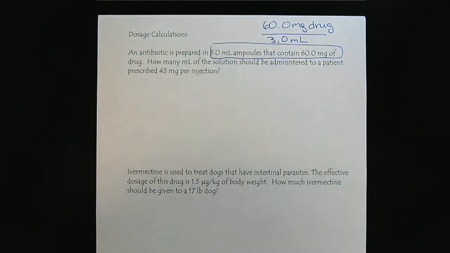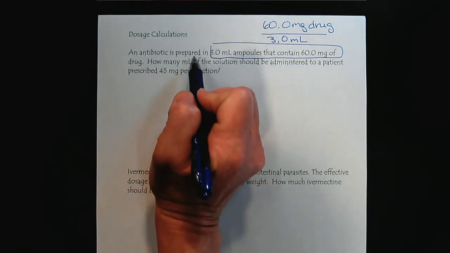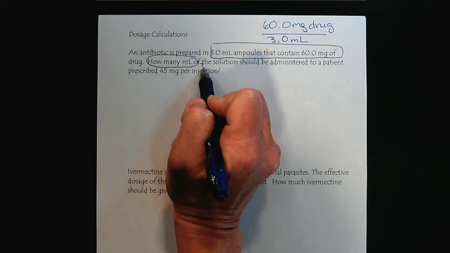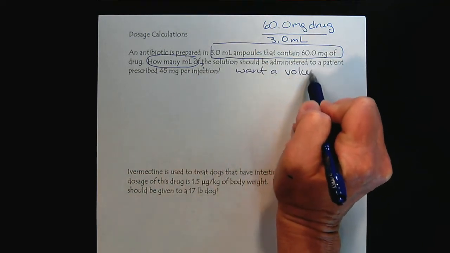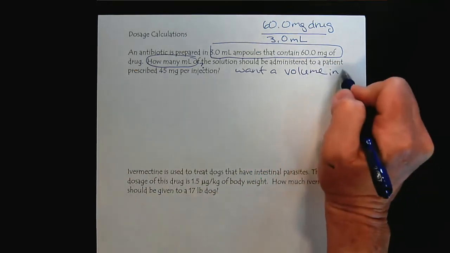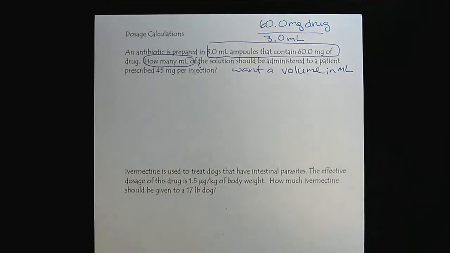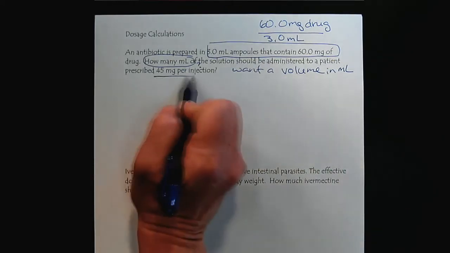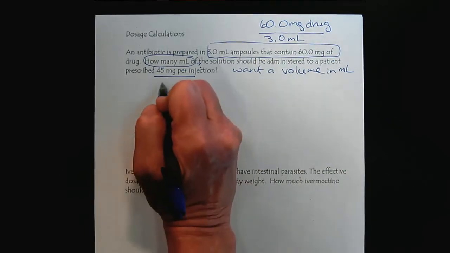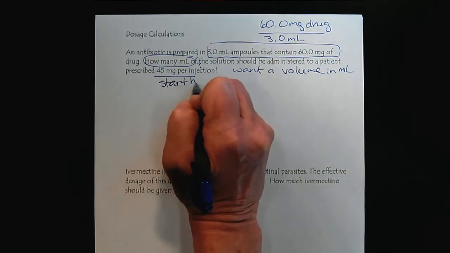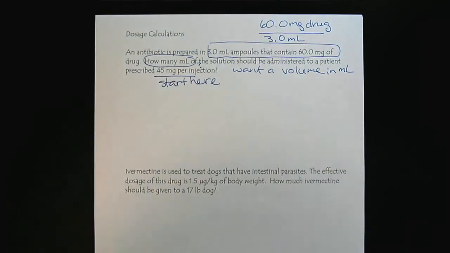Now, where to begin? That can also be a challenge. Well, what are we trying to calculate? How many milliliters? So we want a volume, right? In milliliters. And we know the patient needs 45 milligrams of drug. So we start here. And really, once we've dissected the question, it's the only piece of information left out. So it's a natural starting point.